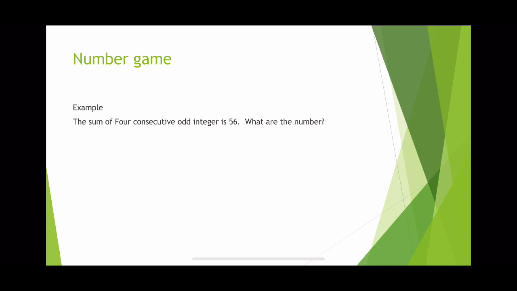Consecutive odd integers are like 1, 3, 5, 7, 9, 11, and so on. They are asking about four consecutive odd integers. For example, 1, 3, 5, and 7. When you sum them, it is 16. But in this problem, they are asking about four consecutive odd integers with a sum of 56.